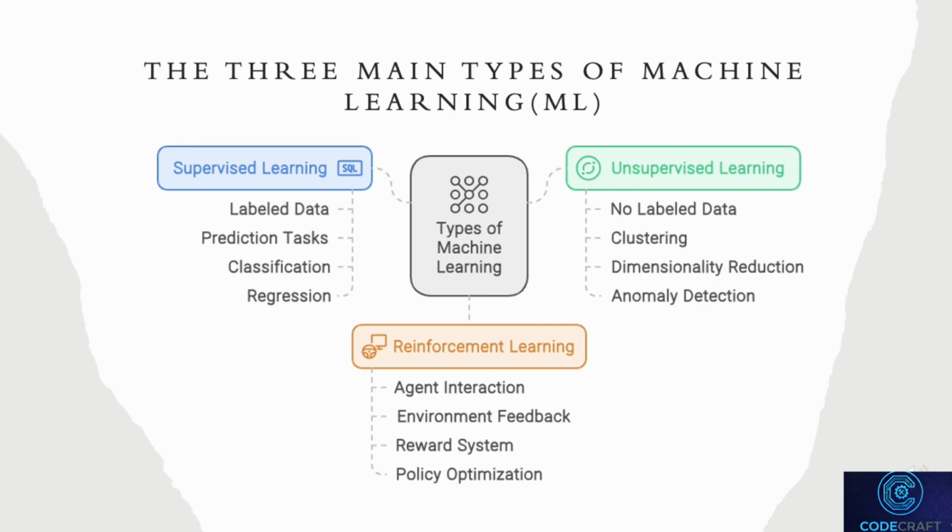Finally, we have reinforcement learning. This is a bit different because it involves an agent that interacts with an environment. The agent learns by receiving feedback, rewards or penalties, and adjusts its actions accordingly. This type of learning is often used in scenarios like game playing or robotics, where the machine has to optimize its behavior over time based on the feedback it receives.